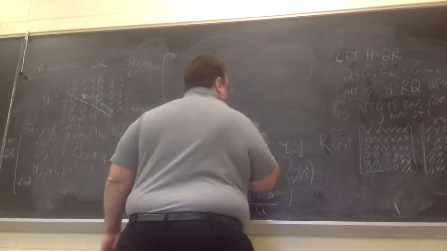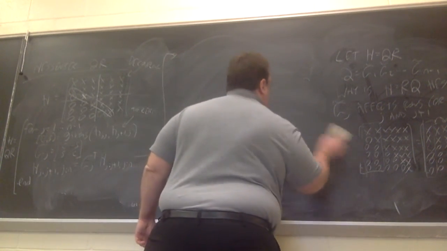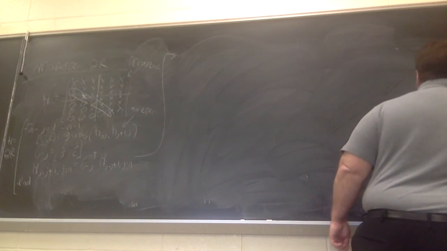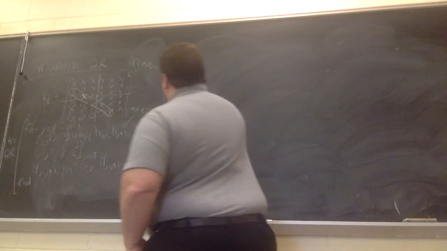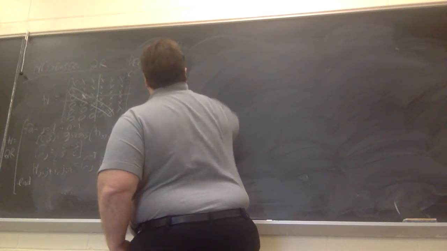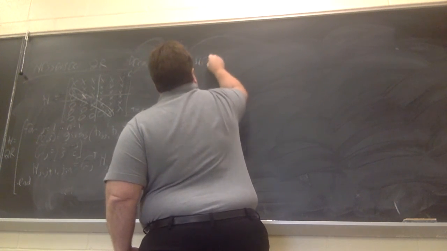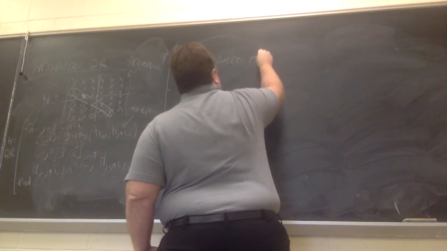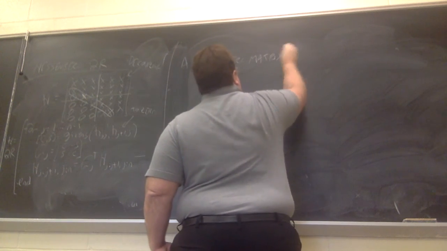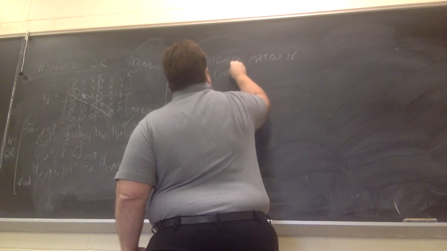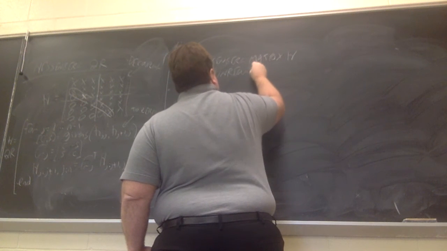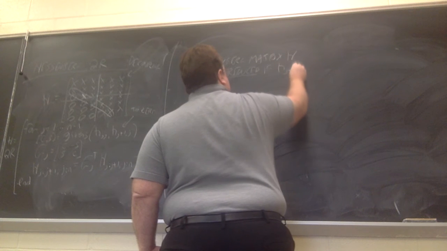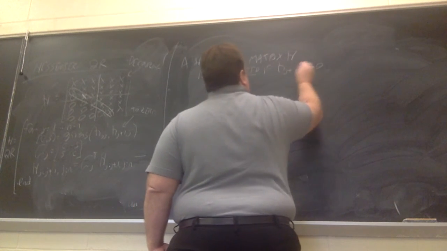So for the rest of today, I'm going to talk about a specific type of Hessenberg matrix, where all the subdiagonal entries are non-zero. A Hessenberg matrix H is said to be unreduced if all of the subdiagonal entries are non-zero.